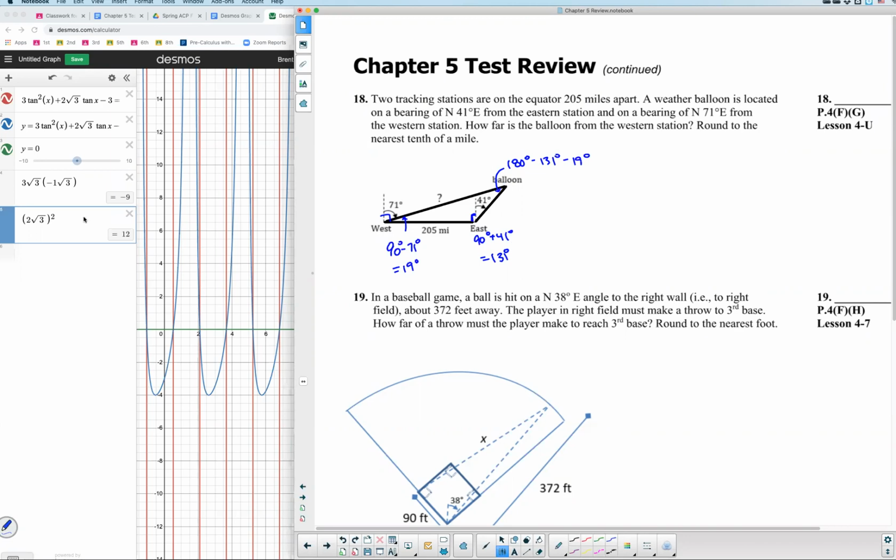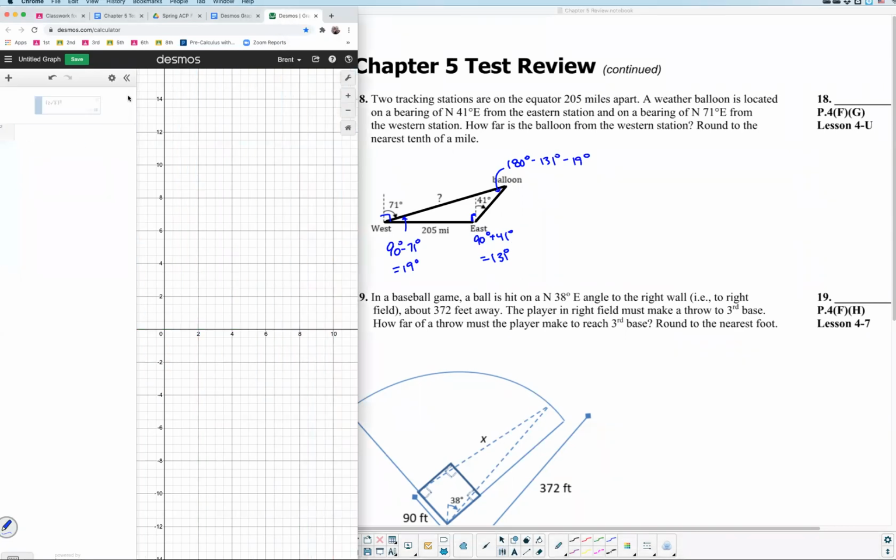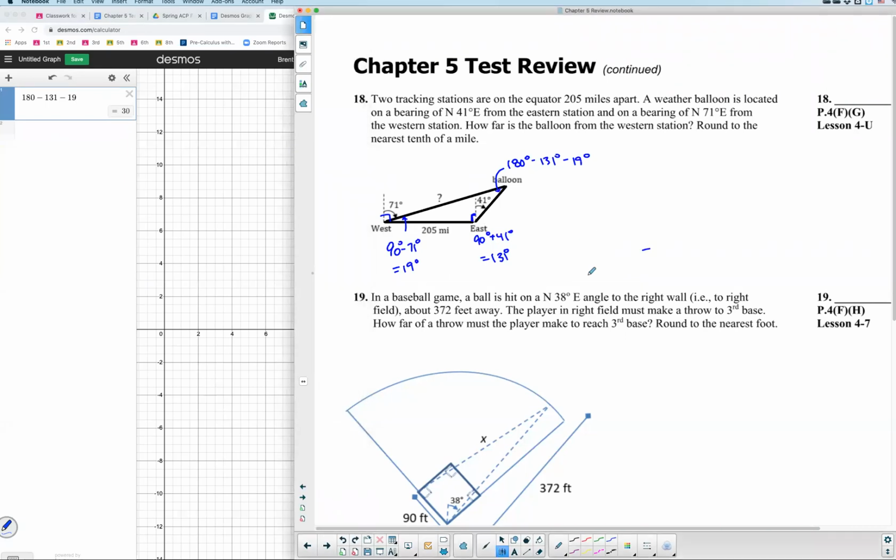So let's type this into the calculator to see what we get. 180 minus 131 minus 19 is 30 degrees. Once you recognize you have a completed set, a side length and an angle across from it, you can use law of sines.